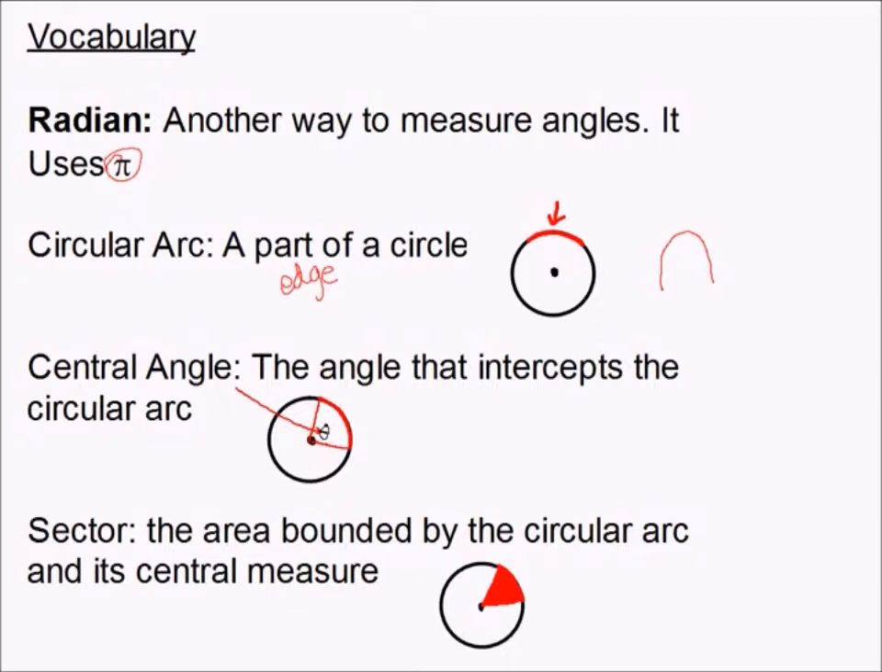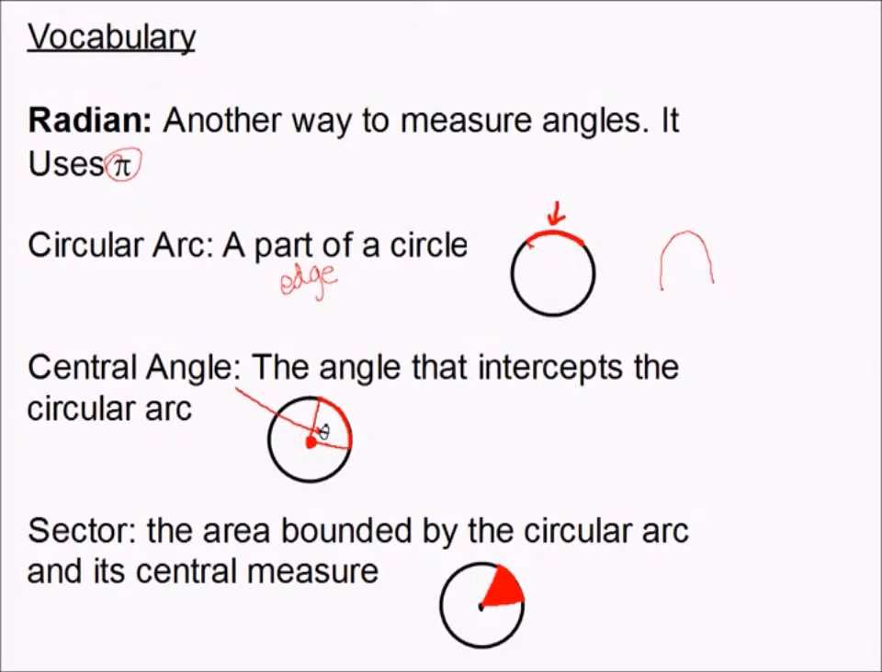Central angle, that's the angle that intercepts the circular arc. It's the angle where the vertex sits on top of the center of the circle, and it's the same angle that takes that arc. So the central angle right here, and I know I'm doing a bad job, but that would be your theta right there. So it's whatever angle you see in the central arc. Let's go ahead and delete that right now.